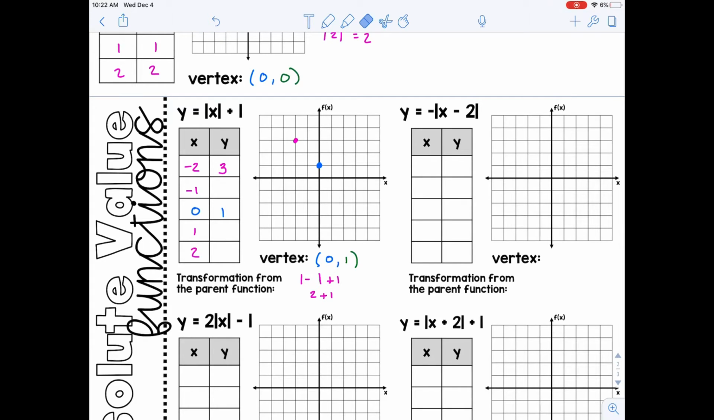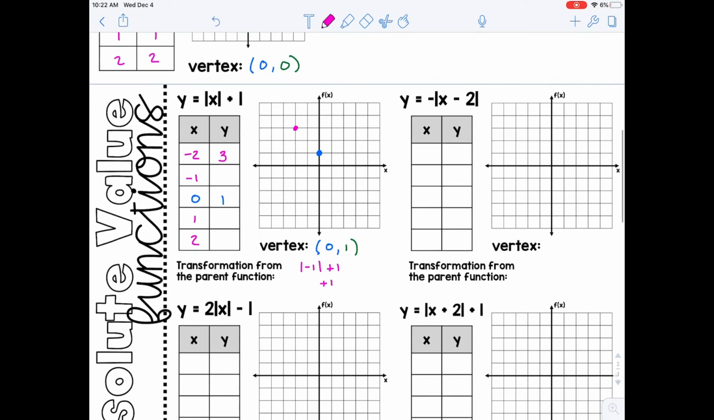If I plug in a -1, the absolute value of -1 is 1. 1 plus 1 is 2. So I have the point -1, 2. If I plug in a +1, the absolute value of +1 is 1. 1 plus 1 is 2. If I plug in a +2, the absolute value of 2 is 2. 2 plus 1 is 3. So I've got the points 1, 2, and 2, 3, and I can draw my new graph.